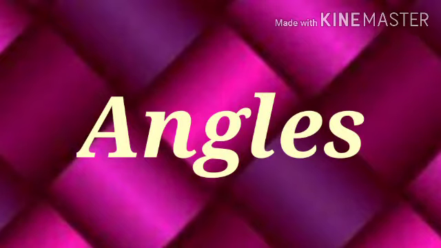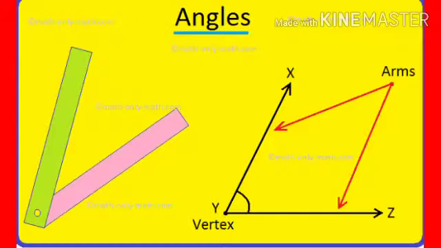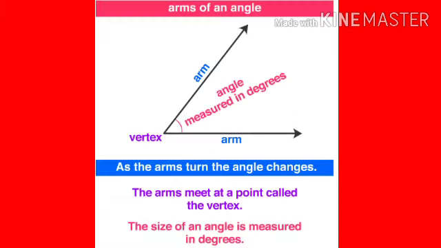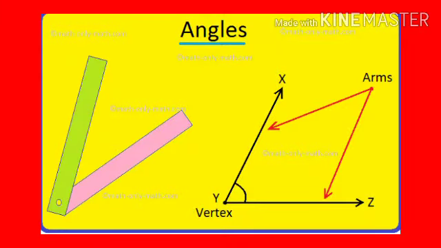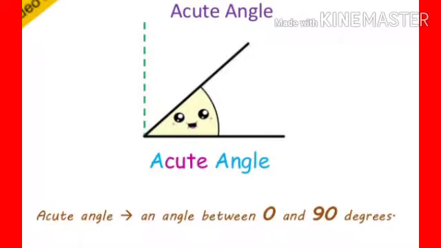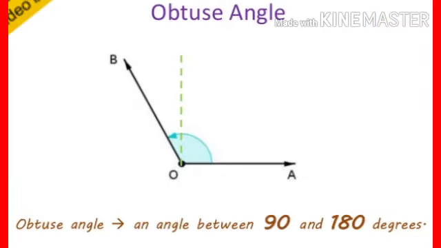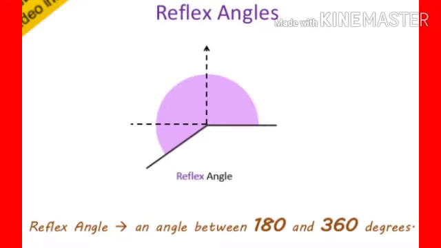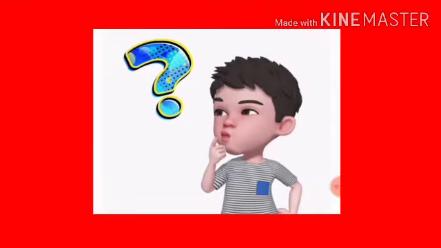Angles. Recall that an angle is formed when two rays diverge from a common point. The rays forming an angle are called the arms of the angle, and the common point is called the vertex of the angle. You have studied different types of angles such as acute angle, right angle, obtuse angle, straight angle and reflex angle in class 6. We can summarize them as follows.